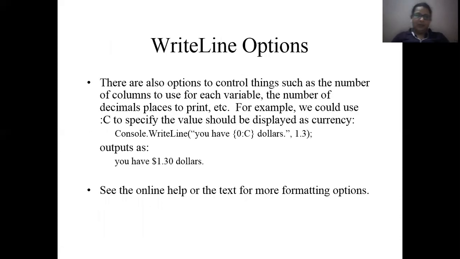WriteLine options. Here we can see WriteLine has different methods. There are also options to control things such as the number of columns to use for each variable, the number of decimal places to print, etc. For example, we would use C to specify the value should be displayed as a currency. Console.WriteLine("You have {0:C} dollars", 1.3). The output is: you have $1.30. See the online help or the text for more formatting options.